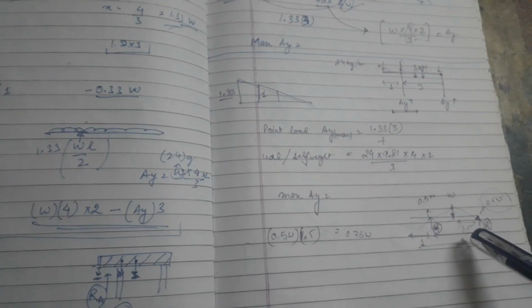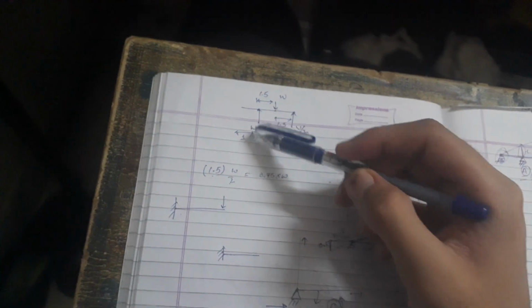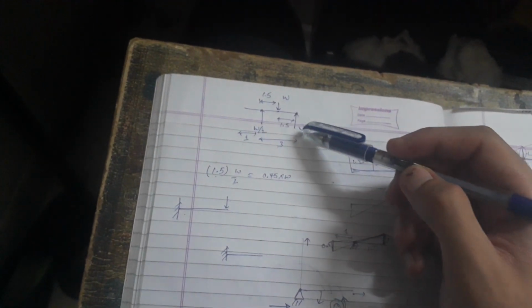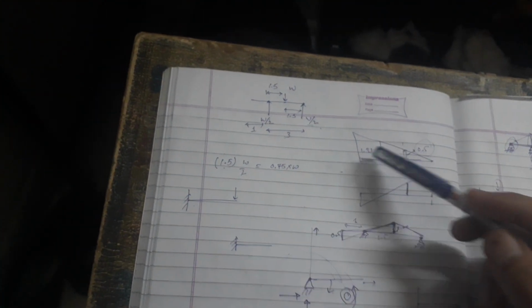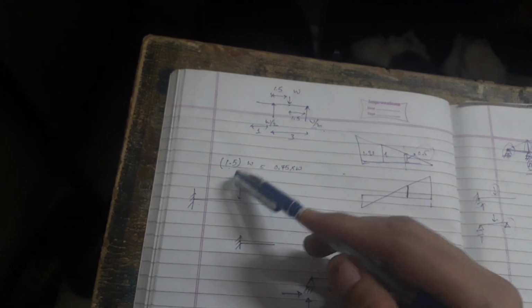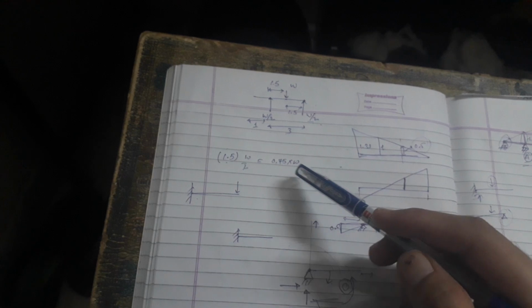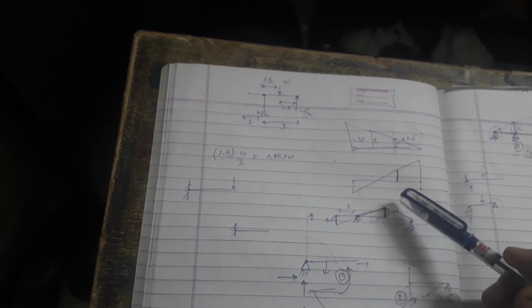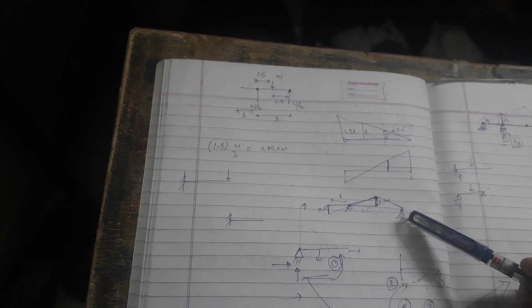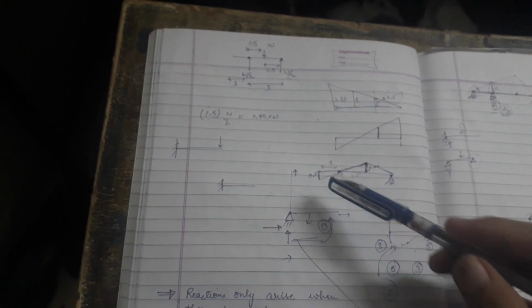Here it is W, this is W by 2, this is 1.5, this is 1.5, this is W by 2, this is 3, this is 1. This can be the overhanging beam. 1.5 into W by 2 is 0.75 W. This can be the force. These can be the forces. This is 0.5, this is 1.5, this is 0.5.